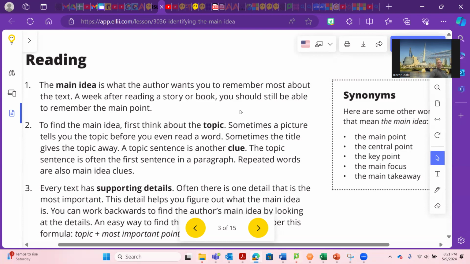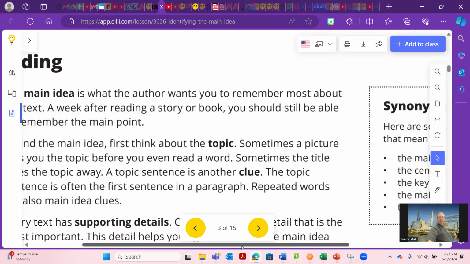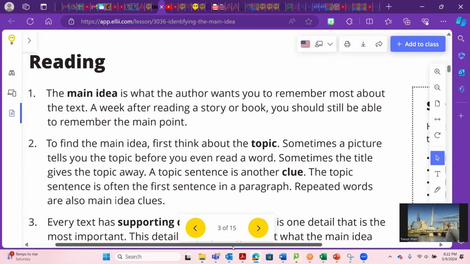If we look at paragraph number 2, let me just make it a little bit larger. Okay, so paragraph number 2. How many ideas are mentioned in this paragraph? 2? Okay, so there are 2 ideas, or 2 parts. So it says first, think about the topic.